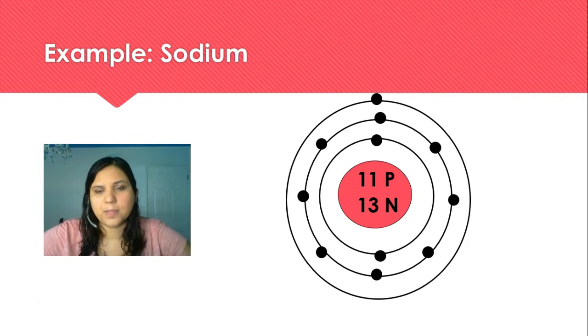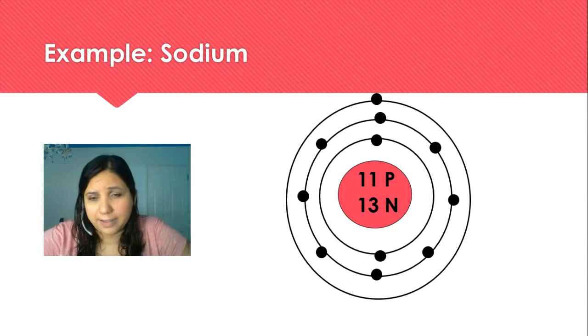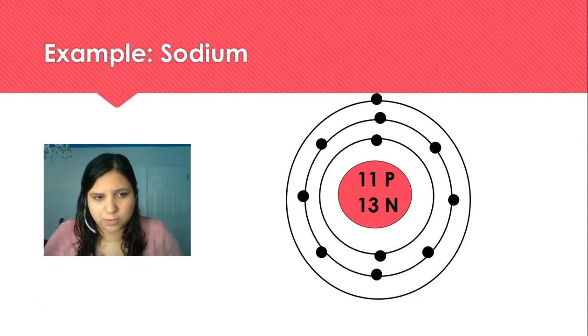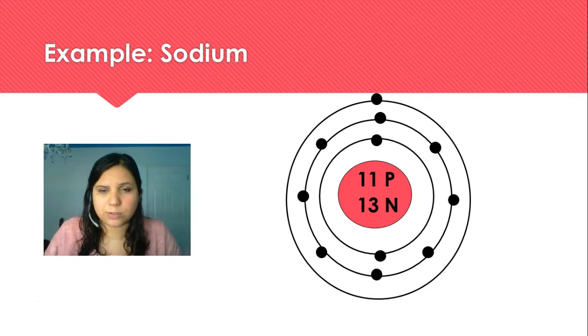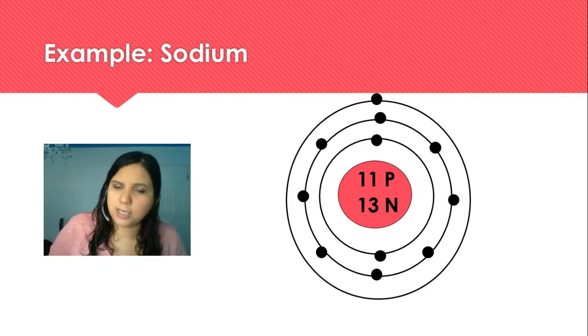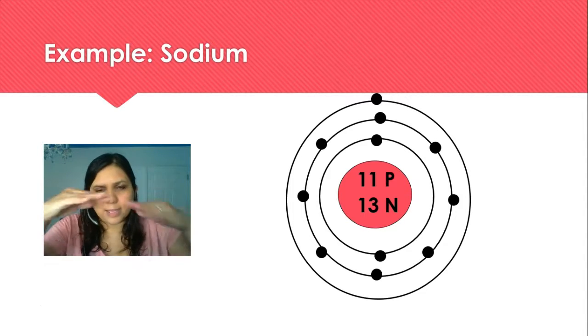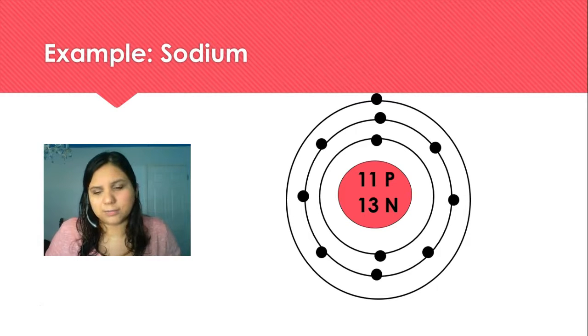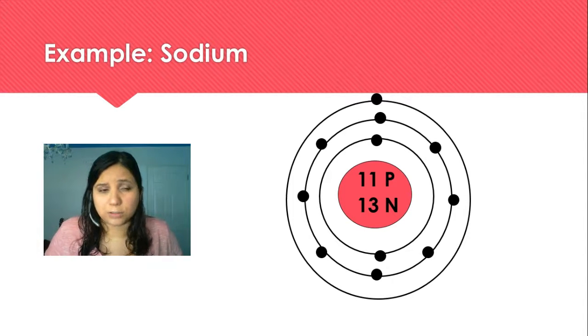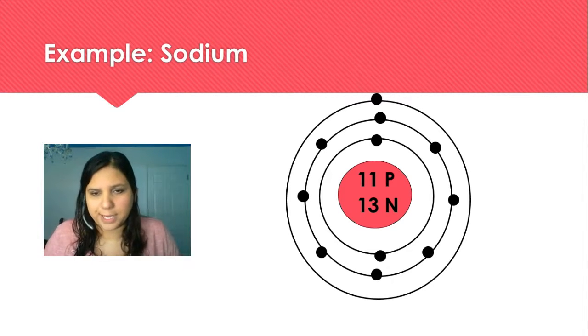Here we have sodium. Sodium has 11 protons, 13 neutrons, and 11 electrons normally. That's a sodium atom. We're going to turn this into a sodium ion. Now, sodium will either lose electrons or gain electrons to be like a noble gas. Well, since it only has 1 electron in its valence shell, it'd be much easier to lose that 1 electron than to gain 7 to have 8 in its valence like a noble gas.